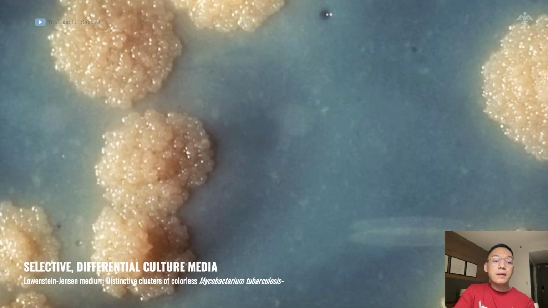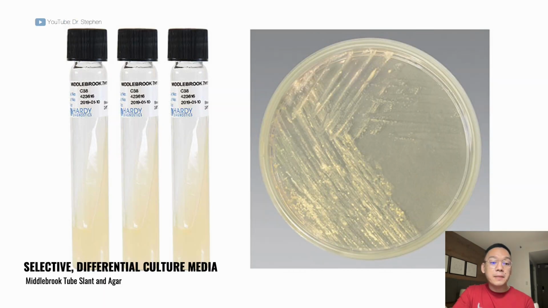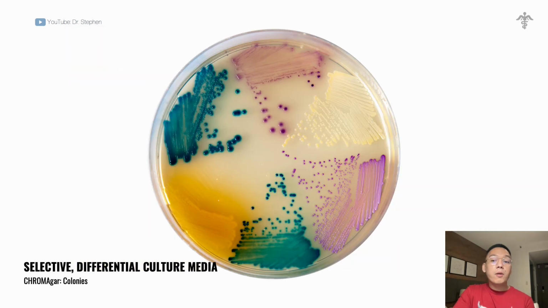Next is your Lowenstein-Jensen medium. We can see in this image distinctive clusters of your colorless Mycobacterium tuberculosis because this medium is highly selective for mycobacteria. Middlebrook's tube slant agar is also selective for mycobacteria. Chrom agar, showing you colonies.